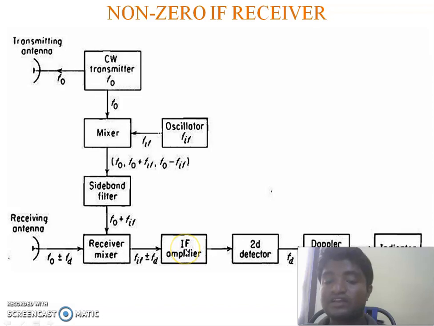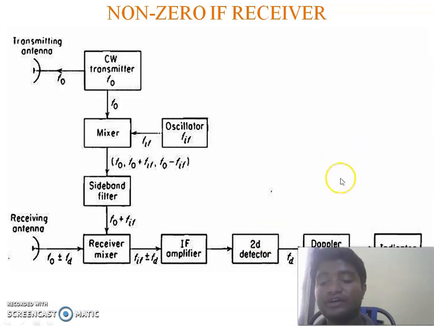And the remaining blocks we already know. The IF amplifier allows only the intermediate frequency and the frequencies around the intermediate frequency. The second detector will discard the high frequency or carrier frequency term, so that FIF is eliminated. Only the low frequency fd occurs at the output of the second detector.